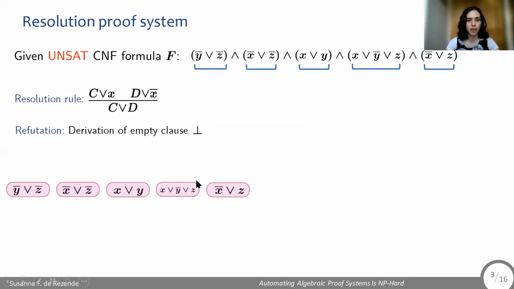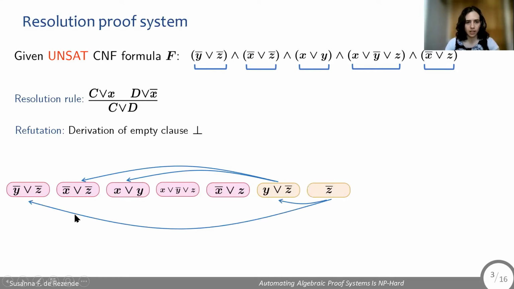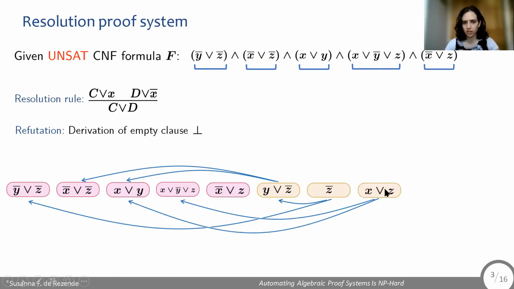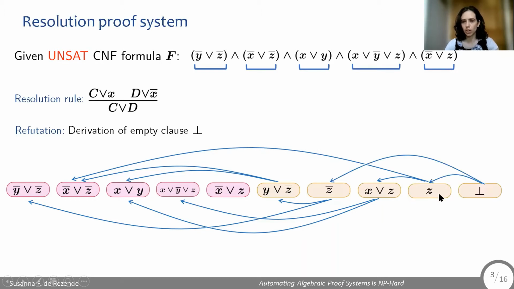Here we have the initial clauses of F. Now we can derive new clauses. For example, if we resolve the clause X or Y with not X or not Z, we resolve over the variable X and derive the clause Y or not Z. Similarly, here we derive the clause not Z. Then we can derive the clause X or Y, and we can derive the clause Z. Finally, we can resolve not Z and Z and derive the empty clause. So this is a proof that the original formula is unsatisfiable.